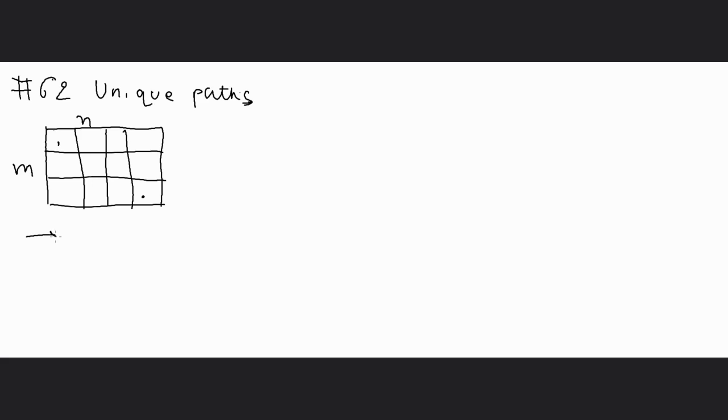right and you can move down. You cannot move left or you cannot move up. So you cannot do this, okay? You are only allowed to move in this direction.